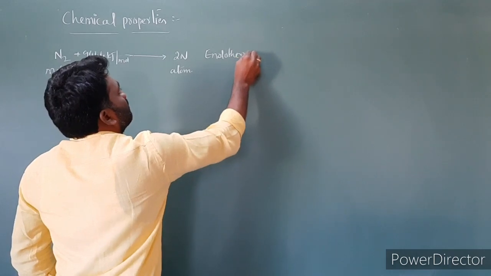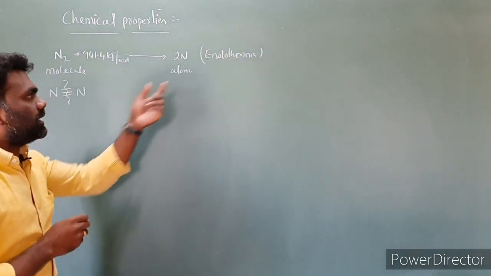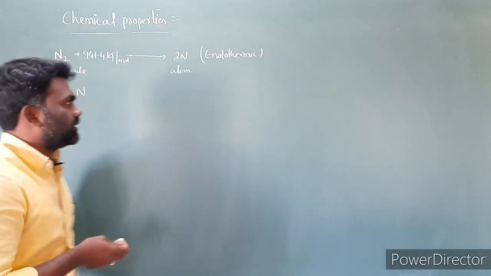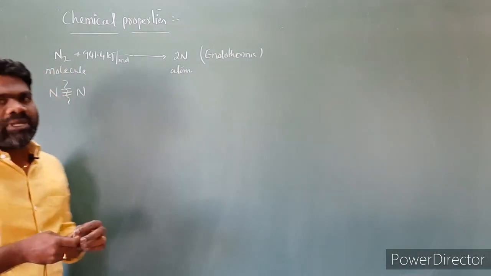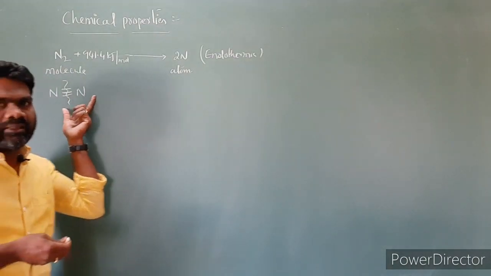Endothermic. Energy is supplied to break the bonds between them, so that energy is absorbed. So it is endothermic. Energy is released in the sense exothermic. So nitrogen is chemically inert at room temperature because of high bond dissociation enthalpy.